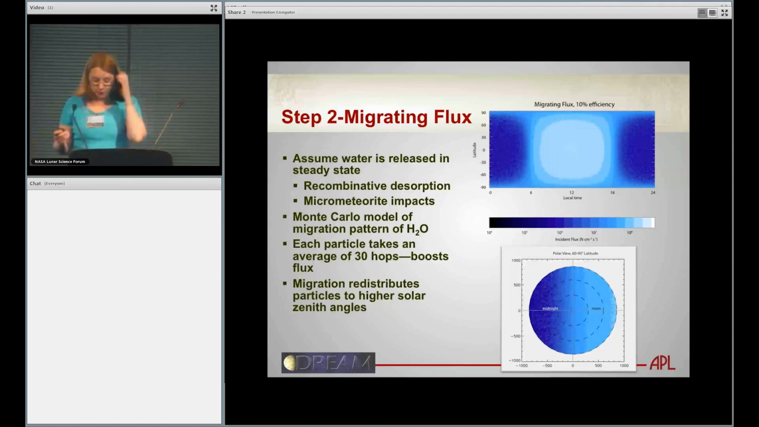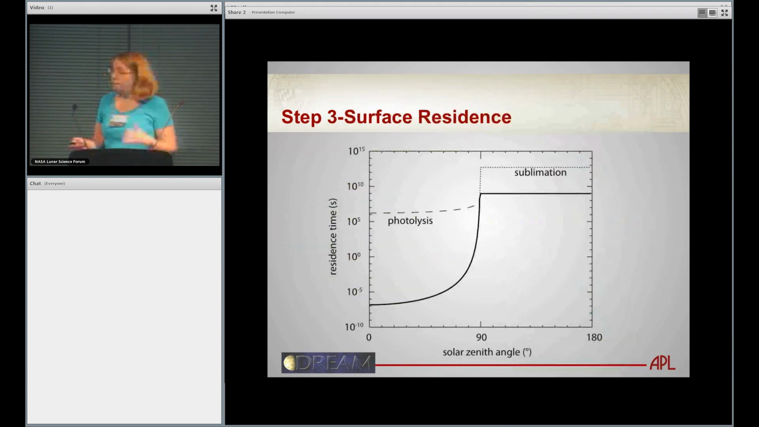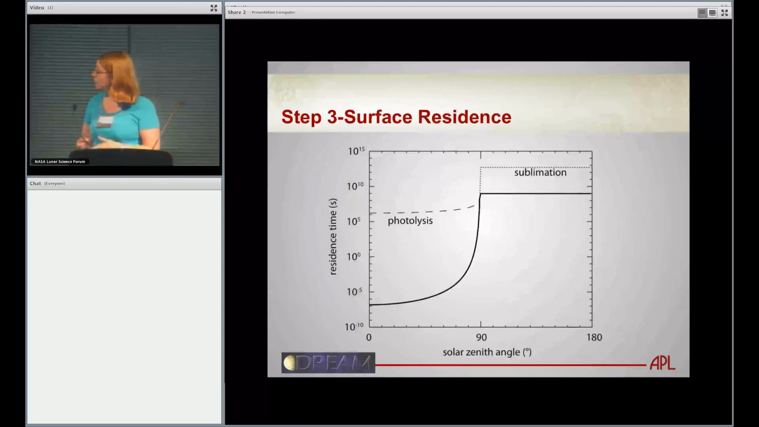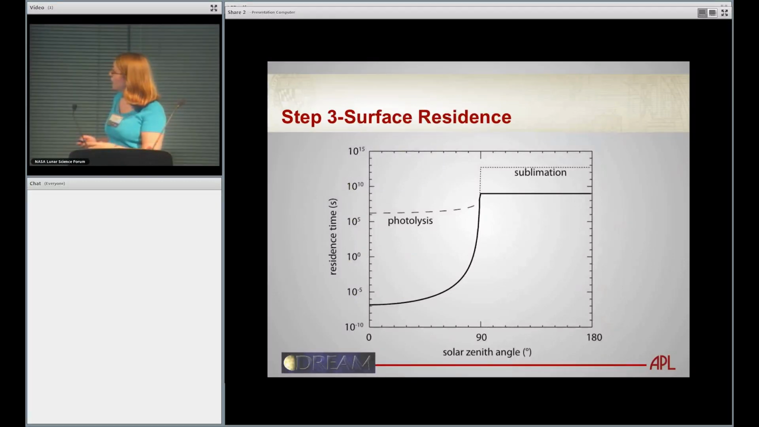So with our Monte Carlo model, we simulate the migrating flux, taking the solar wind, or the amount that's diffusing out, and then redistributing it. This is after one hop, the water comes back down. You get some on the night side. And then it'll stick to the surface. And while it's stuck to the surface, you can observe it. And so you have to fold in what the residence time is.